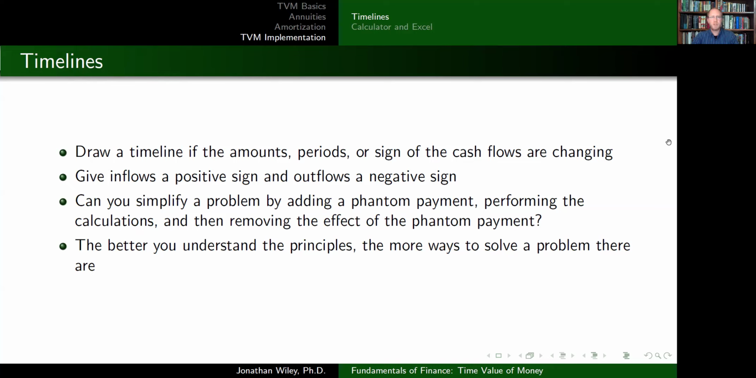But if you've got unusual cash flows that are fluctuating or changing, some positive and some negative, timelines are just a really good tool to use for those scenarios.